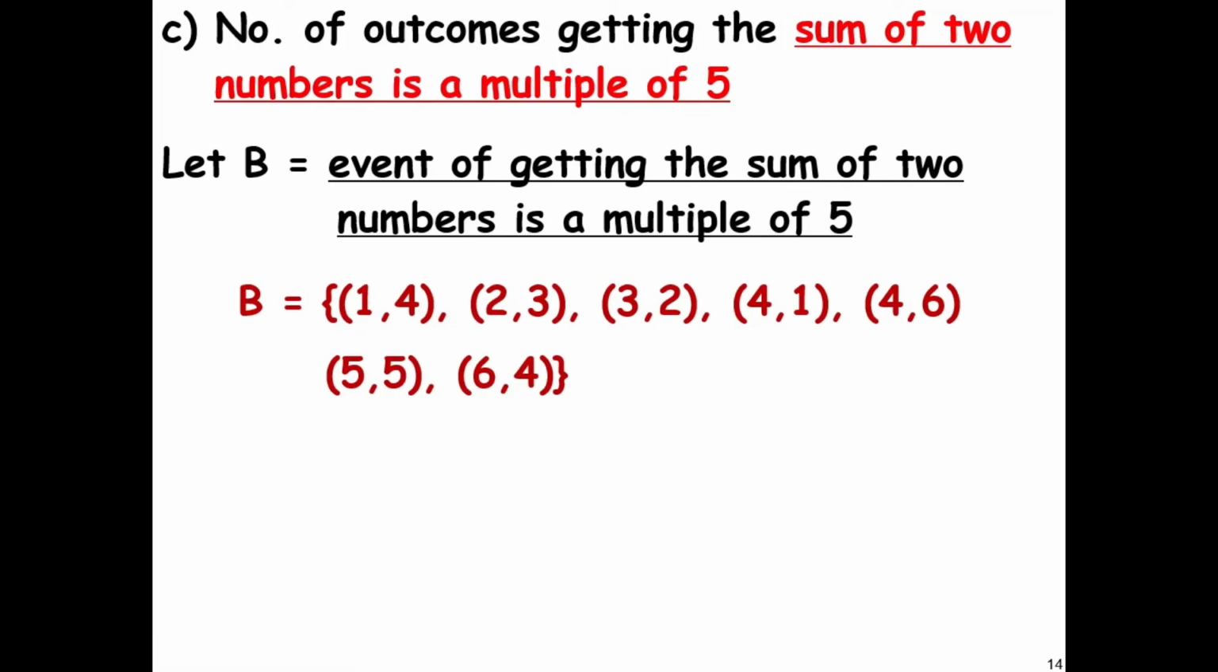So now we can count all the outcomes from the event P: 1, 2, 3, 4, 5, 6, 7. So the number of outcomes of getting the sum of two numbers that is a multiple of 5 is 7.